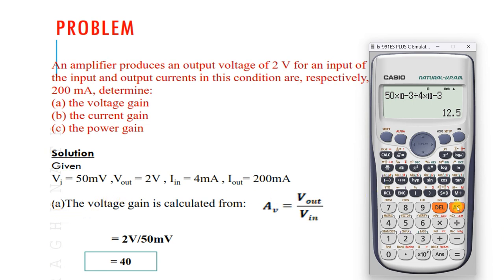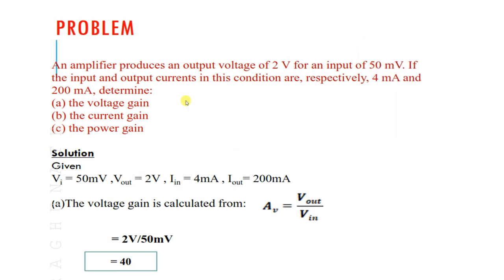Similarly, output resistance is output voltage by output current. Output voltage is 2 divided by output current, 200 milliamps. So this will give you 10 ohms. So this is how to solve the problem on amplifiers.